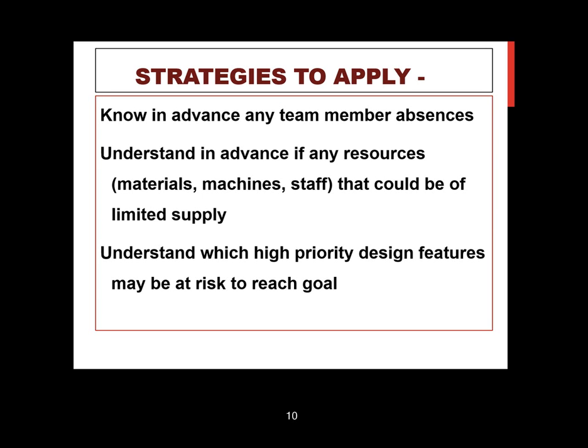Also understand which high priority design features may be at risk of reaching your performance goals, as related to the performance metrics that you have for a product. If there's anything that's at risk, then obviously you're going to have to spend a lot more time in the design, analysis, and testing of those features and make sure that they are robust enough to meet the acceptance criteria that allows the product to be approved and go into production, or for the process to be improved and used in production.